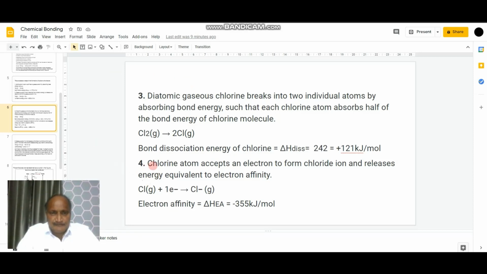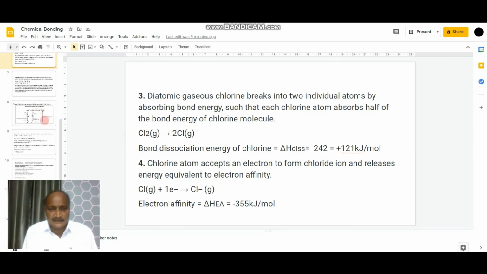Coming to the fourth step, a chlorine atom accepts an electron to form a chloride ion and releases an amount of energy equal to the electron affinity. That is, a chlorine atom, by absorbing one electron, is converted into a chloride ion, and the energy released here is called the electron affinity, and it is equal to minus 355 kJ per mole.